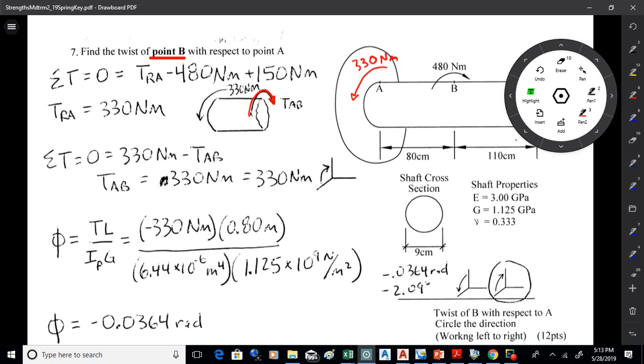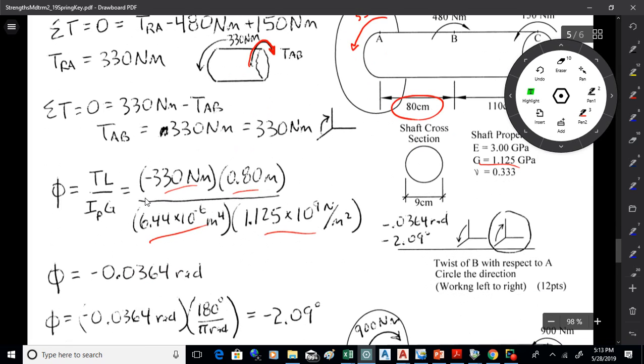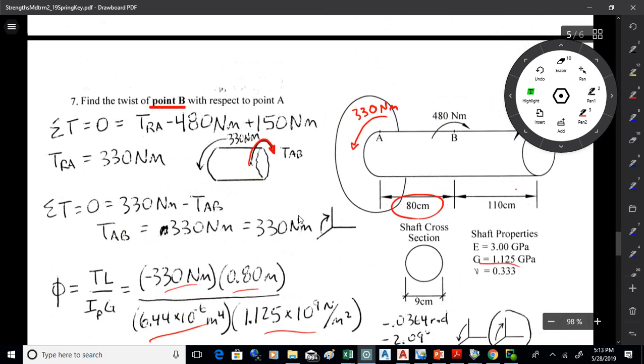Then we just do phi as TL over IG, so the negative 330 for the torsion, 0.8 for the length. We got I, and then we divide by G. It's 0.0364 radians. It's negative. You can convert that into degrees. It's negative 2.09 degrees. So that's the twist of B with respect to A.